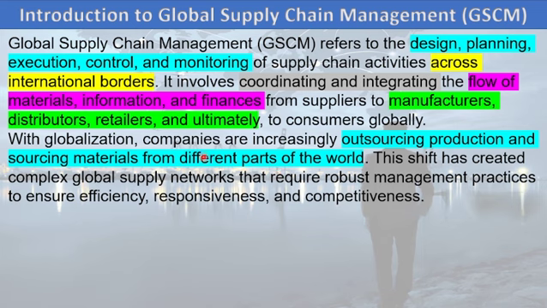So what they are doing is importing the materials for the complete manufacturing in one country. This shift has created a complex global supply chain network that requires robust, meaning strong, management practices to ensure efficiency, responsiveness, and competitiveness. Okay, this is all about the introduction to global supply chain management.